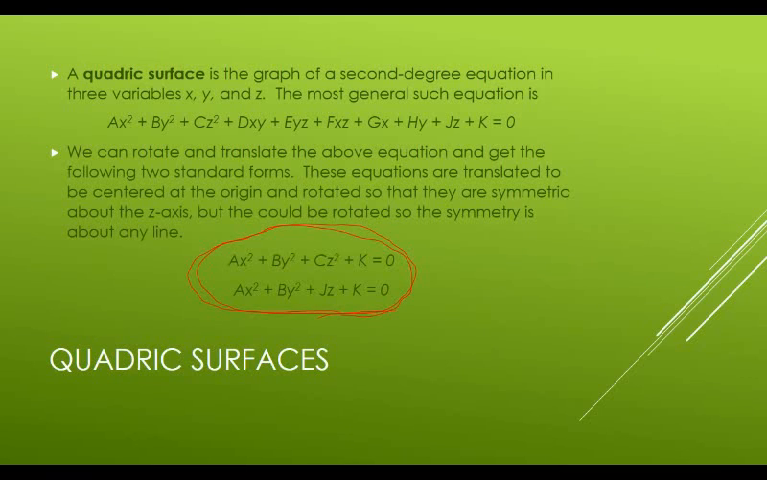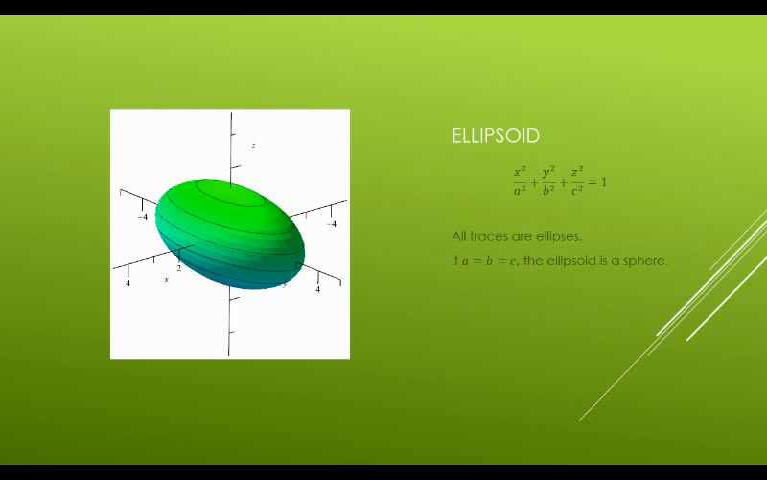For example, you notice I've got a z that's linear here with some x squareds and y squareds over here. If I wanted this equation to be symmetric about, say, the y-axis, I'd use x squared and z squared, but I'd make y the linear term. So whichever variable is the degree 1 term is the one where the symmetry is. All right, so let's take a look at a few examples of these quadric surfaces.